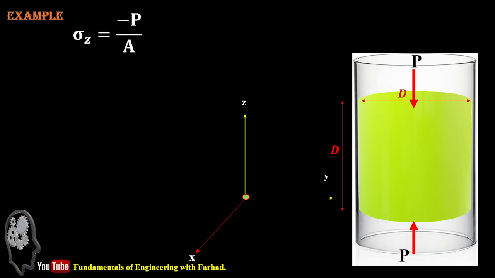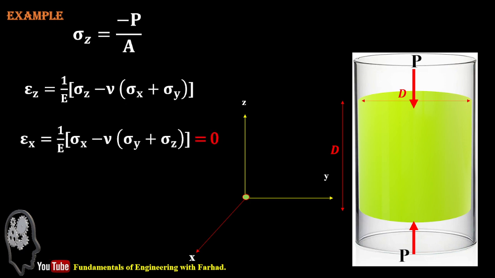So if sigma Z is negative P over A, if we jump to the equation of epsilon Z in 3 dimensions, that's 1 over E times sigma Z minus nu times the two other stresses in planar situation. At the same time, we do know epsilon x is equal to 0, because it cannot move in the x direction, because it's already embedded there.